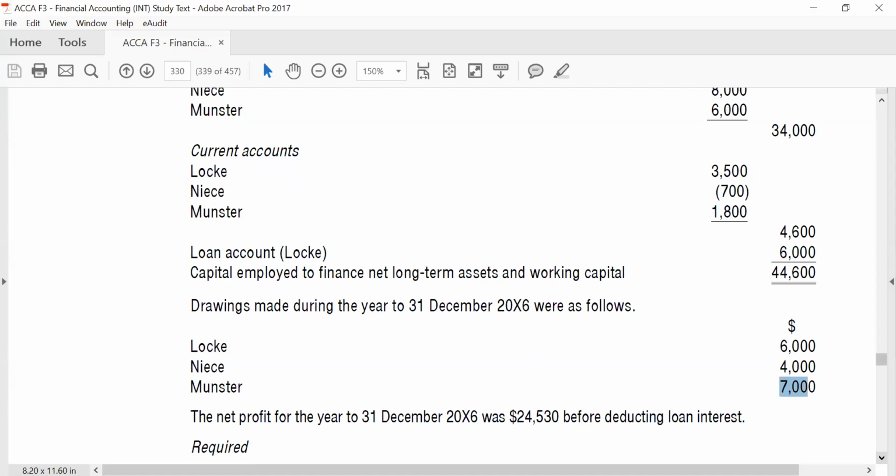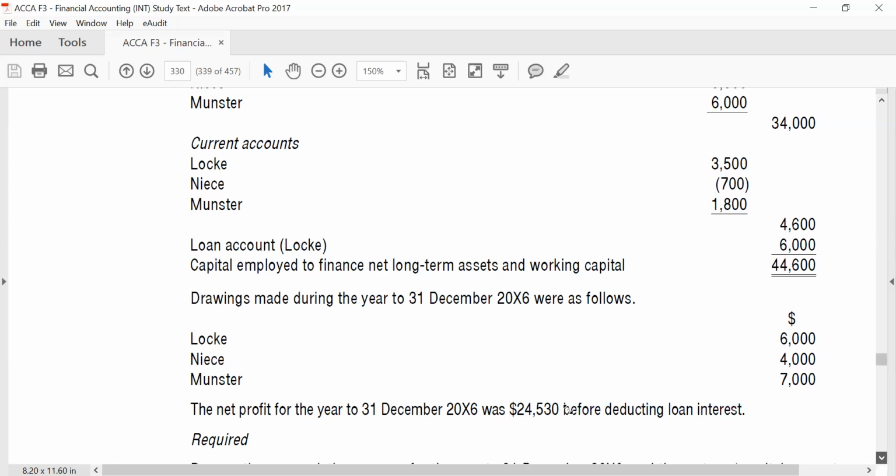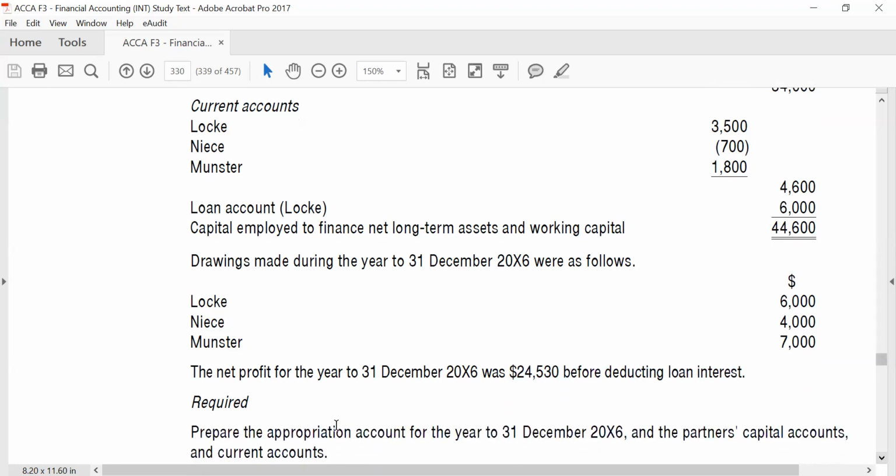And then they are telling us that the net profit for the year at 31st December 2016 was 24,530 before deducting loan interest. So they are telling us, required: prepare the appropriation account for the year to 31st December 2016 and the partners' capital accounts and current accounts. So this is our question at hand.